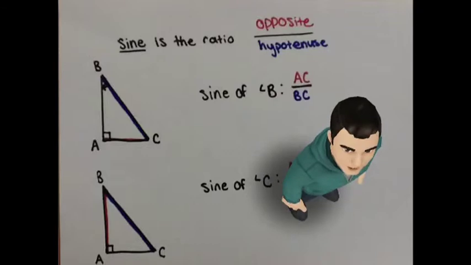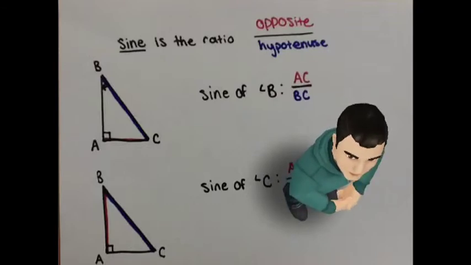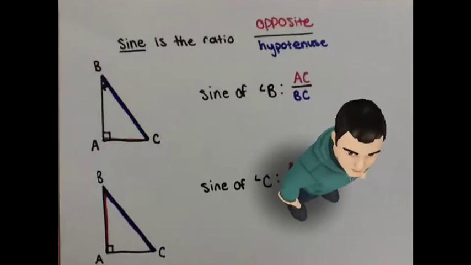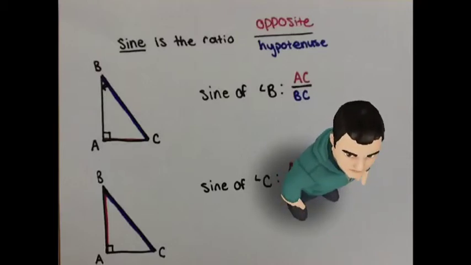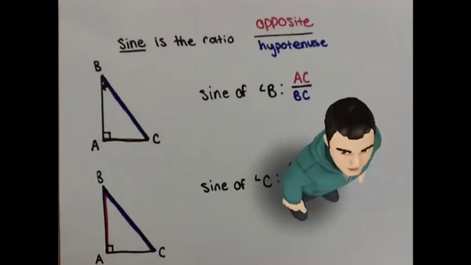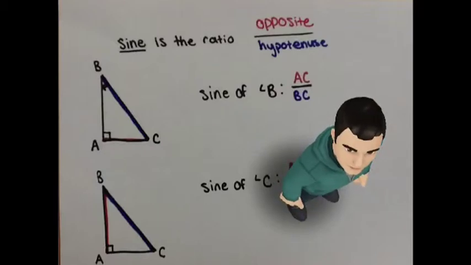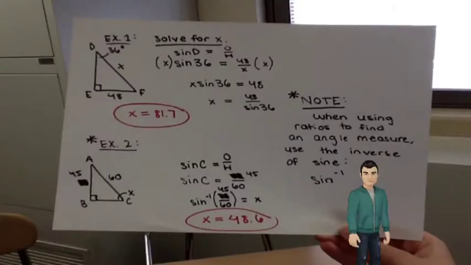And then if you were to find the sine of angle C, you would have the ratio of segment AB over segment BC. And that's how you would do sine ratios.